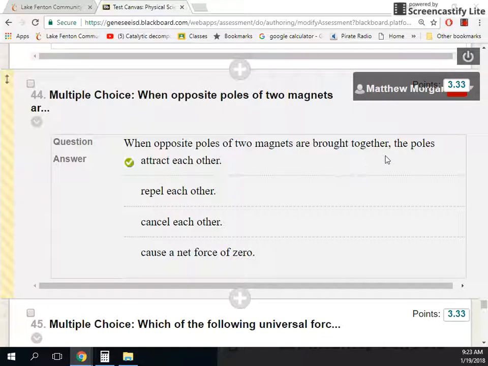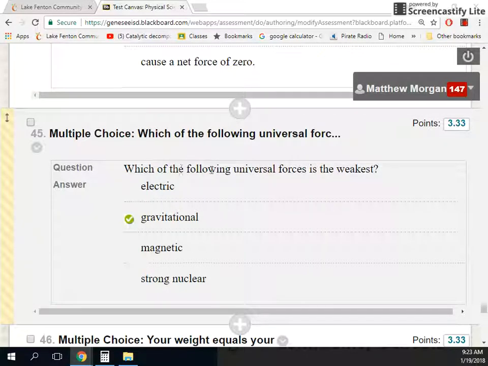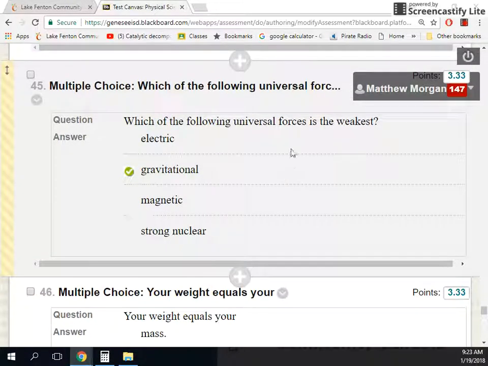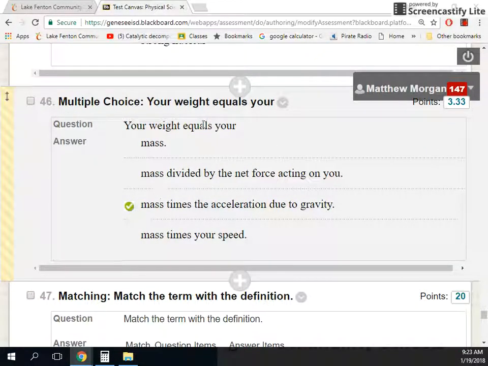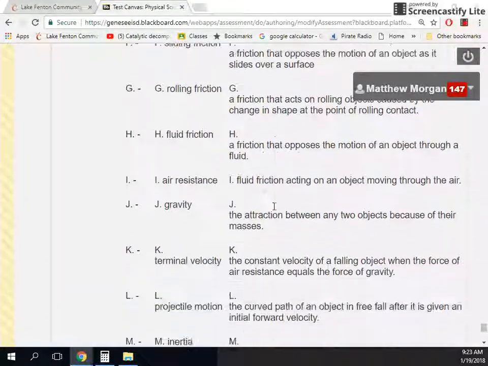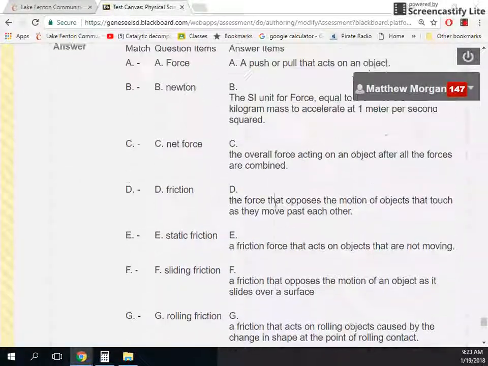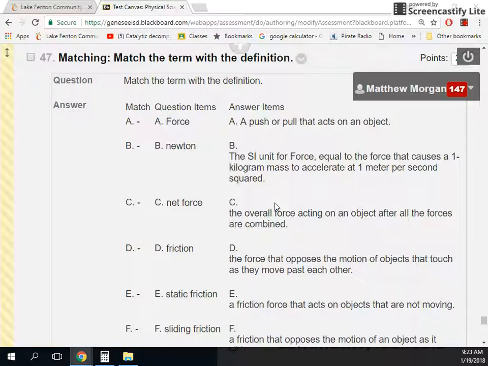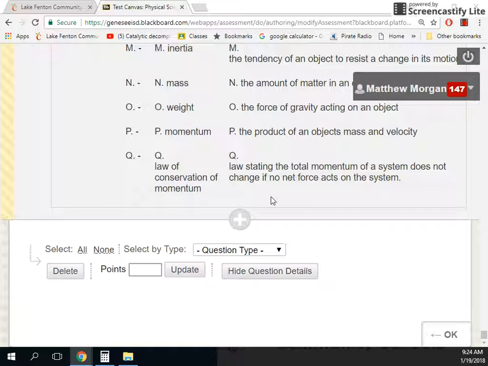When opposite poles of two magnets are brought together, the poles attract each other. This you need to know just because we've touched on it quite a bit. The universal force that's the weakest is gravity, and yet we're affected by it. Your weight equals mass times acceleration of gravity. And now, ladies and gentlemen, these are the definitions for chapter 12. They're all in there. So this is where we are so far.